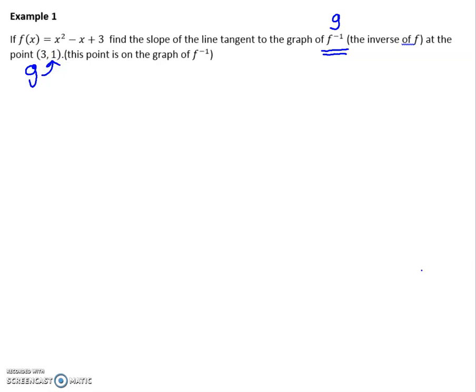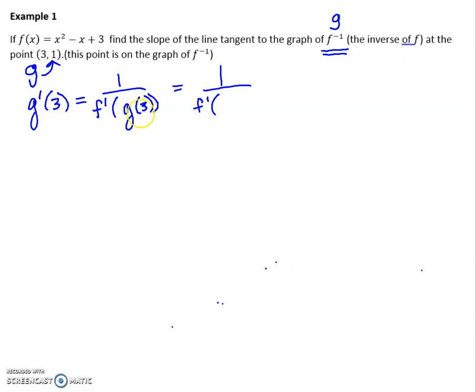So note to self, this is either on g or on f inverse, however you want to look at it. If I'm finding g prime of 3, remember this is an inverse, so you can use the inverse rule, which says 1 over the original function's derivative at the inverse value, g of 3. So I have 1 over f prime of g of 3. Do we know g of 3? Well, we do, since this is the point on the inverse, on g. So at 3, this is actually 1. Now I'm just looking for the derivative of the original function at 1.